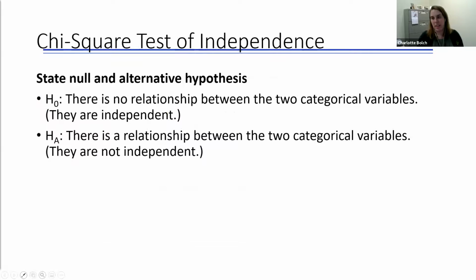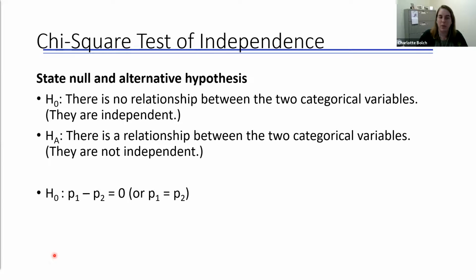The last test we'll go over is the Chi-square test. With the Chi-square test, we're not looking at quantitative variables, we're looking at categorical variables. Our null hypothesis is that there's no relationship between two categorical variables, that they're independent, so there's nothing going on between them. Our alternative is that there is some type of relationship between the two categorical variables and they're not independent.